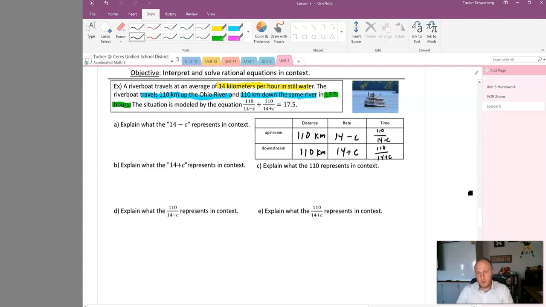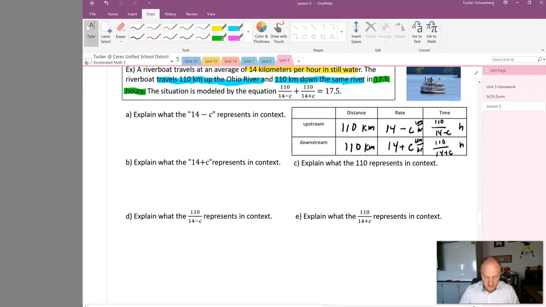Okay, so I want to include units too. We're talking hours here. So 14 minus c, this is kilometers per hour. Kilometers per hour, and then time we're talking is in hours. Okay. So now we're going to go ahead and just explain what it represents in context. So part A. Explain what the 14 minus c represents in context.